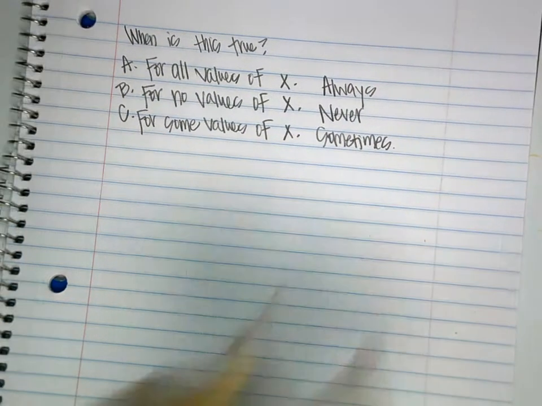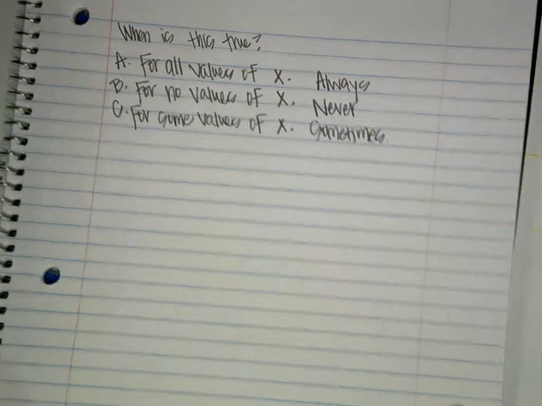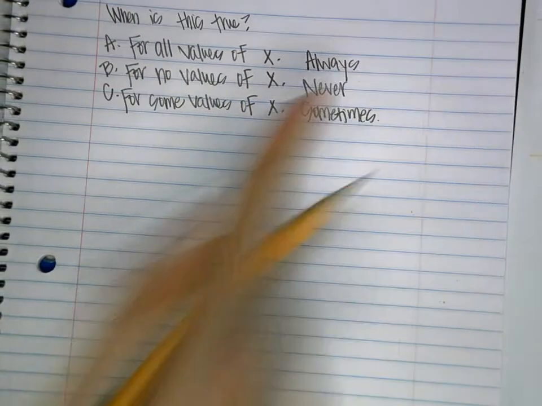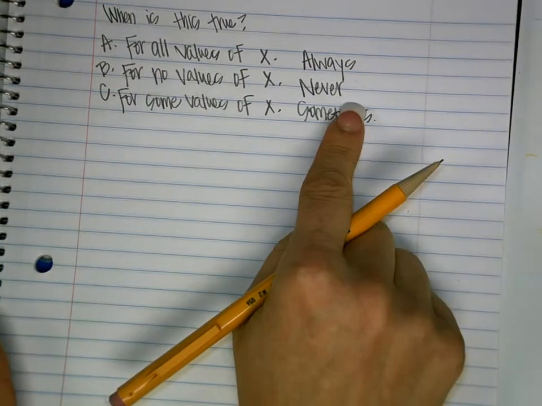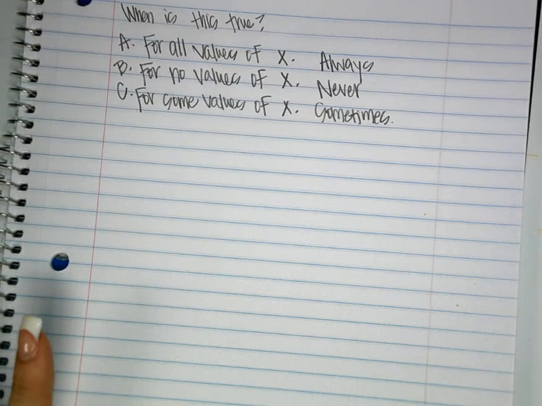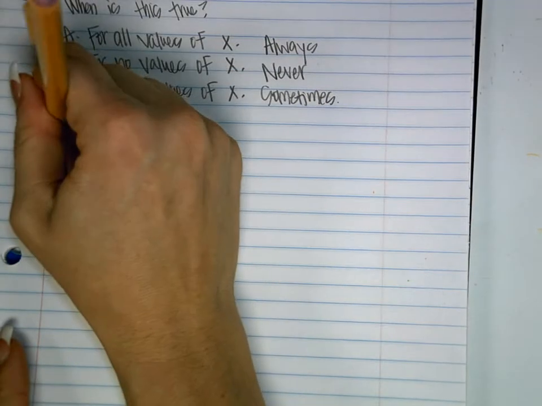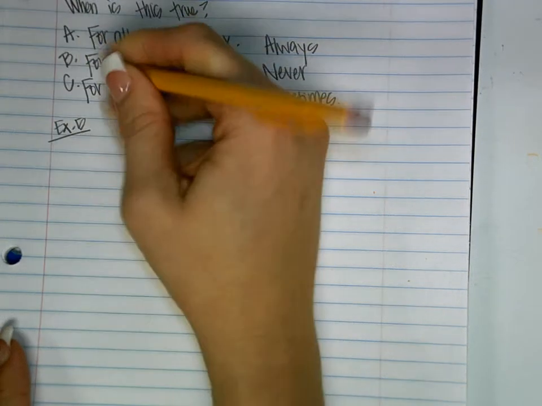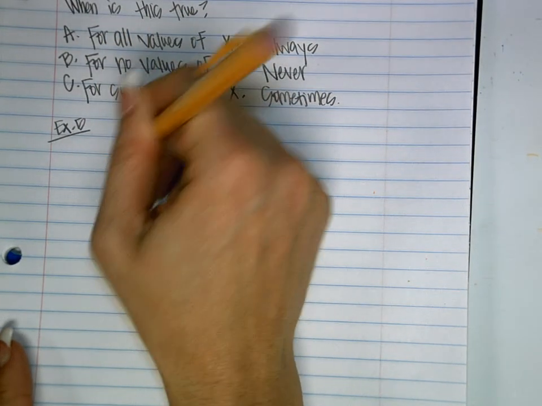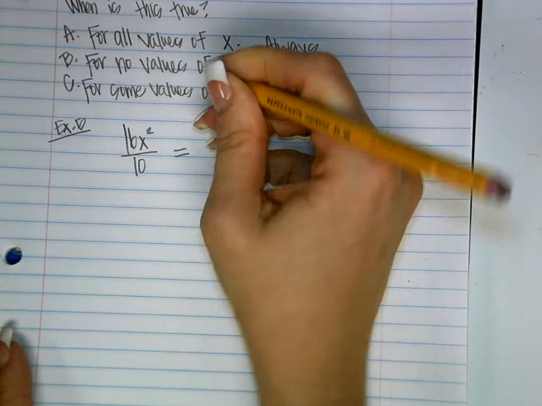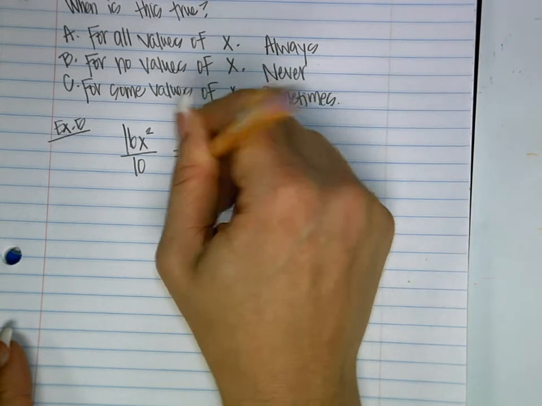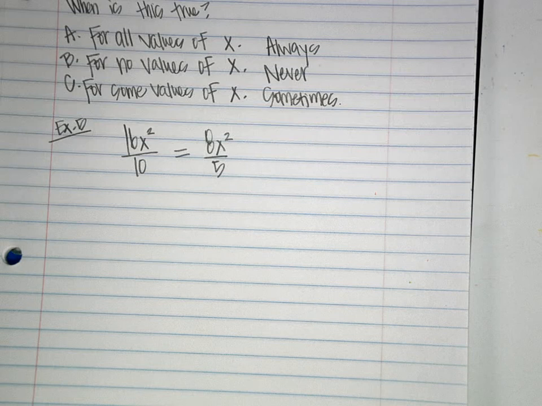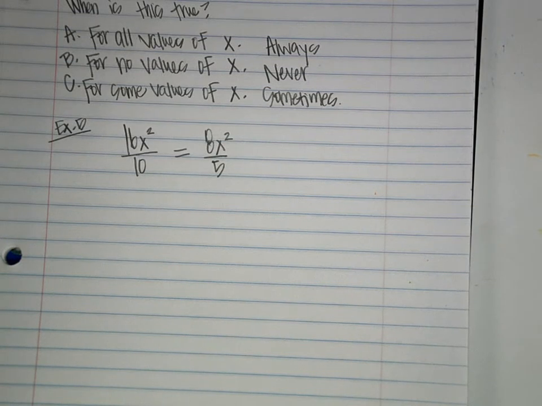Okay, so these are those always, sometimes, never problems. For all values of x, it's basically saying it's always true. For no values of x, that means it's never true. And for some values of x, it means sometimes. Okay, so I'm going to ask, when is the following true? For number 5. When is 16x squared over 10 equal to 8x squared over 5? When is that true? Is that true for all values of x, no matter what we plug in? Is it never true? Or is it sometimes true depending upon what we plug in for x?